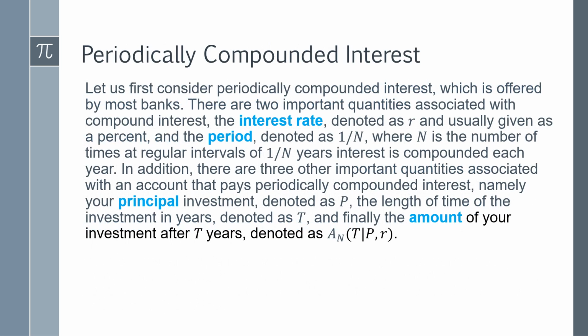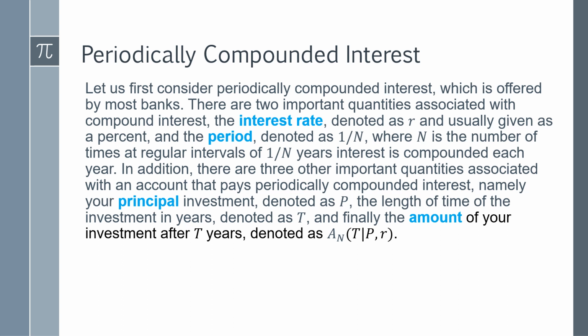Let us first consider periodically compounded interest, which is offered by most banks. There are two important quantities associated with compound interest. The interest rate, denoted as R, is usually given as a percent, and the period, denoted as 1 over n, where n is the number of times at regular intervals of 1 over n years interest is compounded each year.